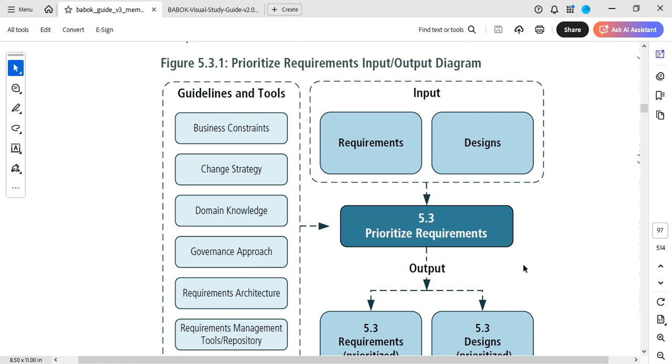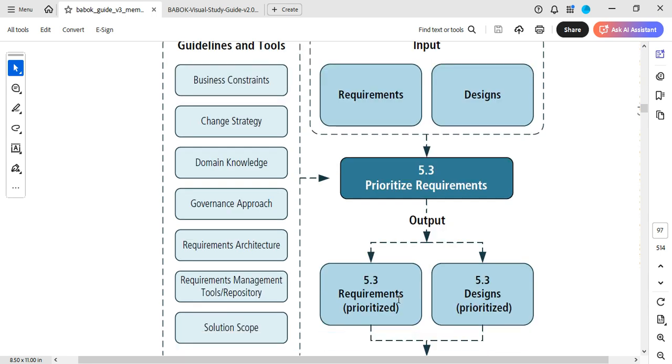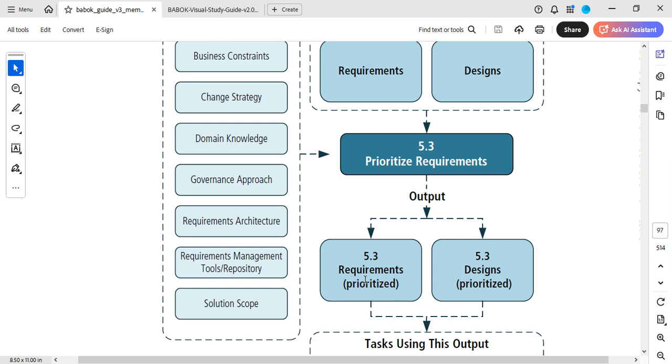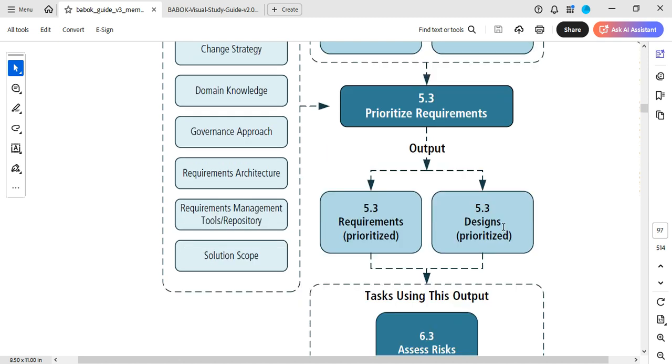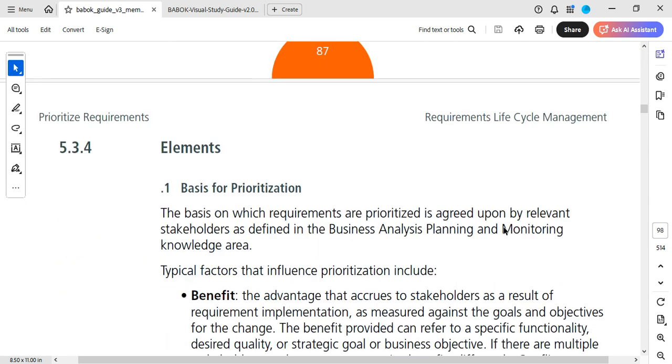For your guidelines and tools, you have business constraints. Yes, there could be constraints. Change strategy to help you take your decisions. Domain knowledge, governance approach, requirements architecture, requirements management tools, repositories, solution scope rather. These guidelines and tools will guide you on how you would prioritize your requirements. Then your outputs would be requirements prioritized and designs prioritized. The task using this output will be assess risk.